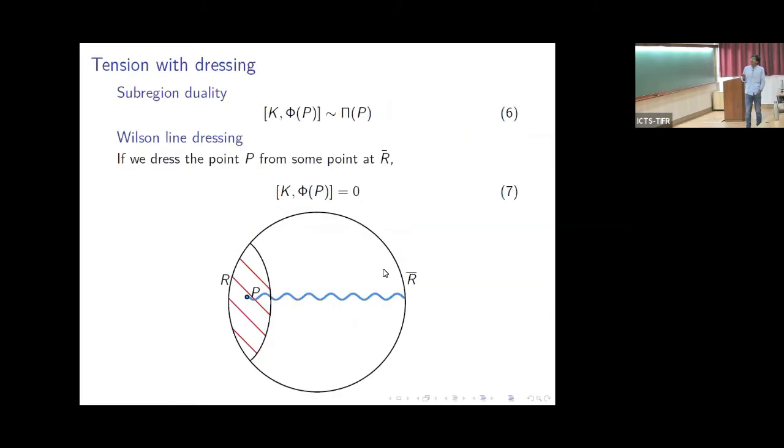Now another thing is that if subregion duality is true, then we can find some modular Hamiltonian. And so, okay, I didn't say much about the modular Hamiltonian.